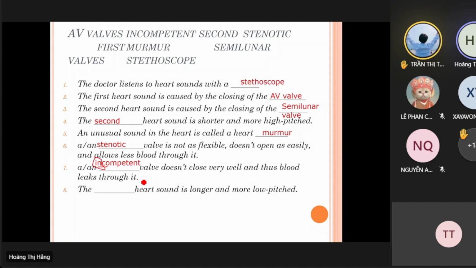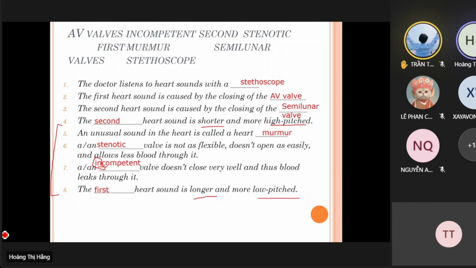Okay. And the last one, Ngân. The first heart sound is longer and more low pitched. Yeah, the second one is high pitched and shorter. And the first heart sound is longer, low pitched. Yes. Let's see the heart sound.